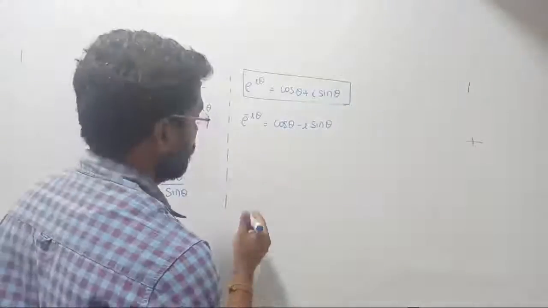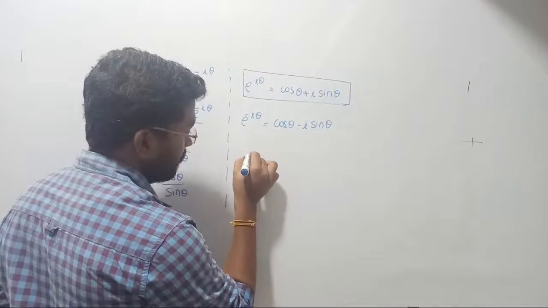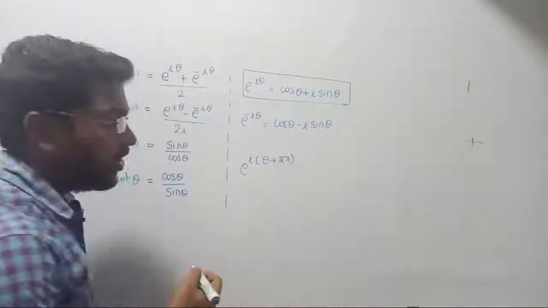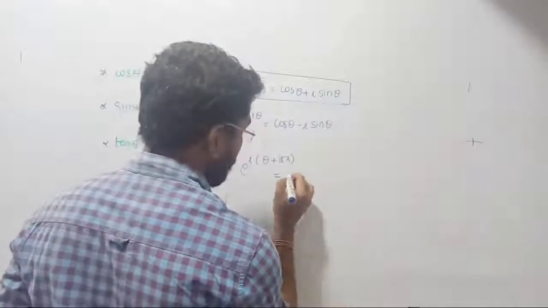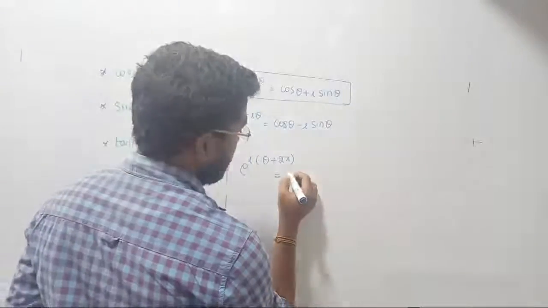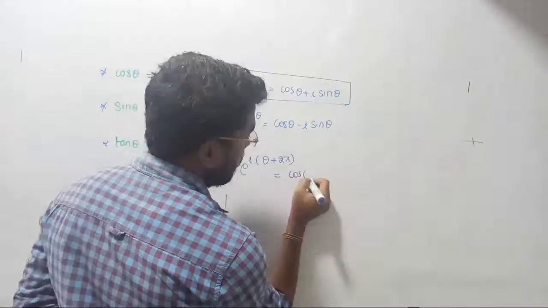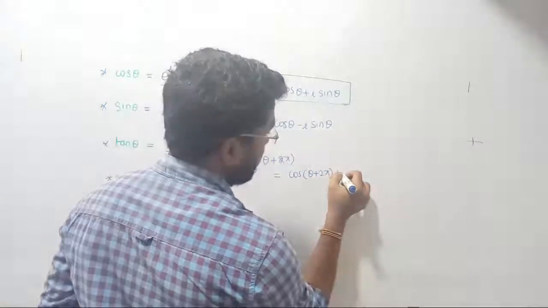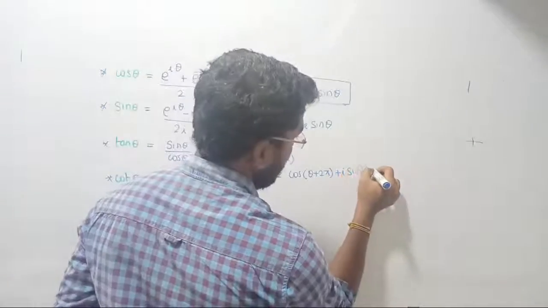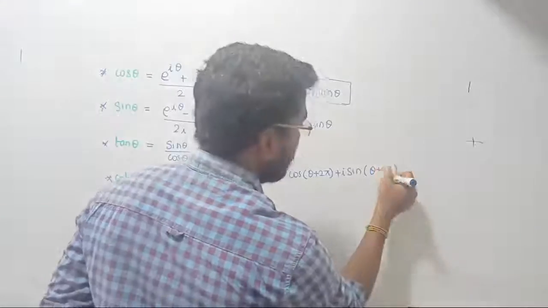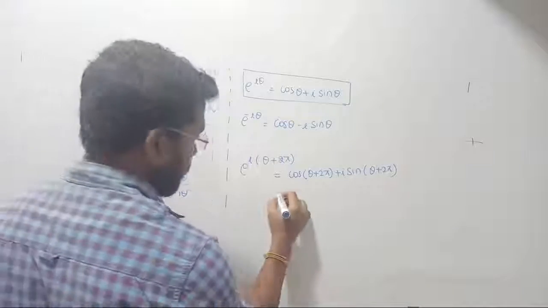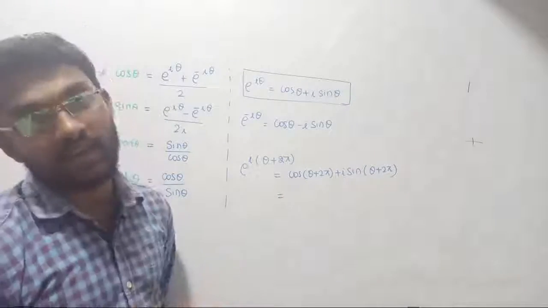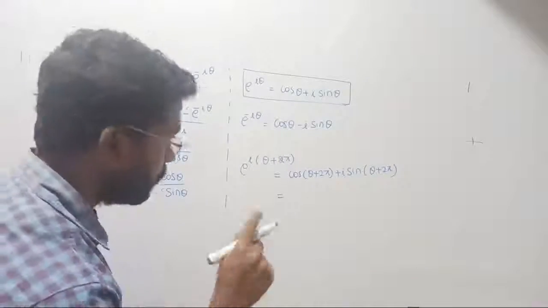That I understood. Now let us consider e power i times of theta plus 2 pi. I would like to know its expansion. Shall we check? Yes, it can be written as cos of theta plus 2 pi, plus i into sin of theta plus 2 pi, because theta is replaced by theta plus 2 pi. Now what is cos of theta plus 2 pi? 2 pi stands for 360 degrees. Now we should make a revolution, that is a rotation.